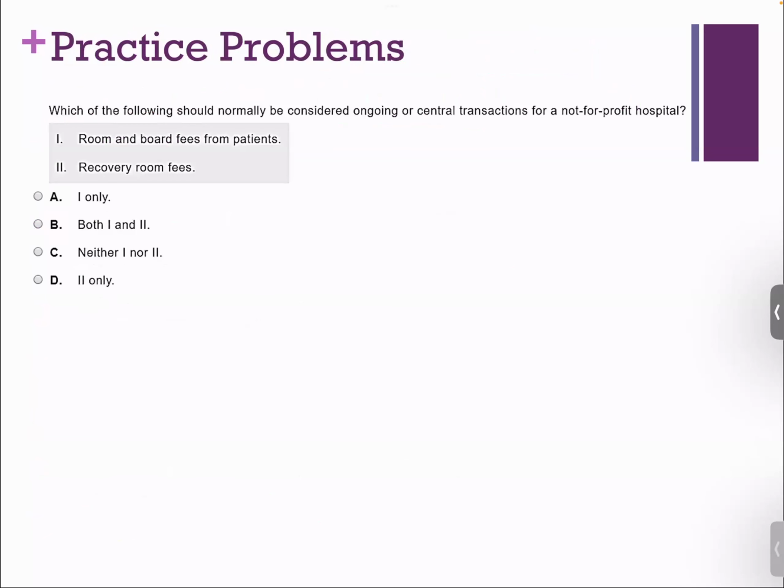Okay, let's go through some practice problems on this and then we'll be done. Which of the following should normally be considered ongoing or central transactions for a not-for-profit hospital? Okay, room and board fees, yes. Recovery fees, yes, so both of those.